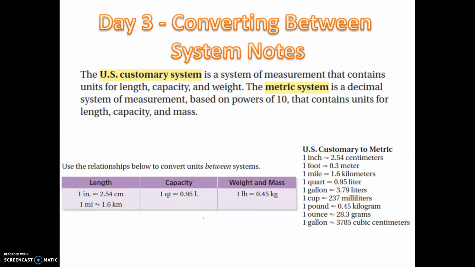Okay, so today we are talking about converting between systems with regards to dimensional analysis. When you look at this table here, and what this paragraph says, we want to just take a look. The U.S. customary system is a system of measurement that contains units for length, capacity, and weight. Capacity, we often call that volume.